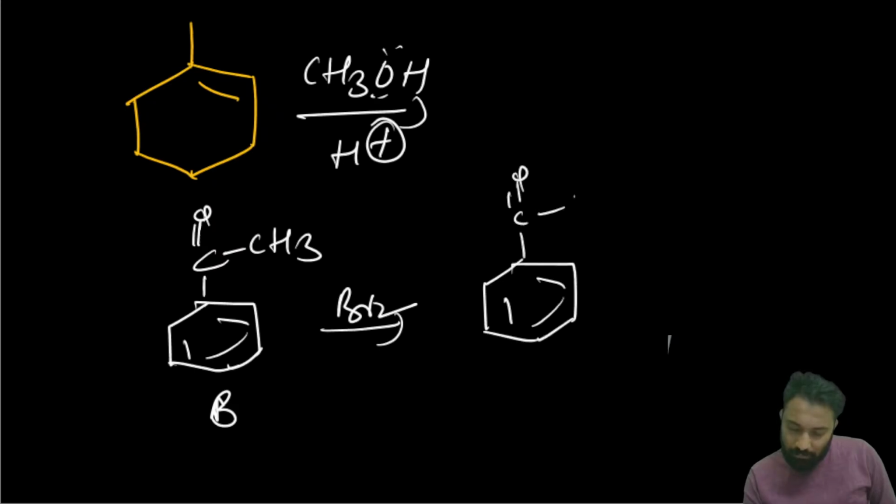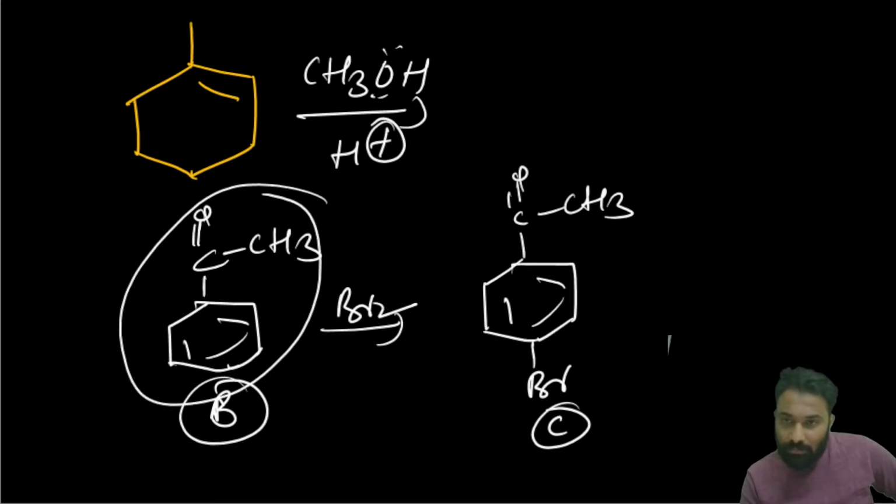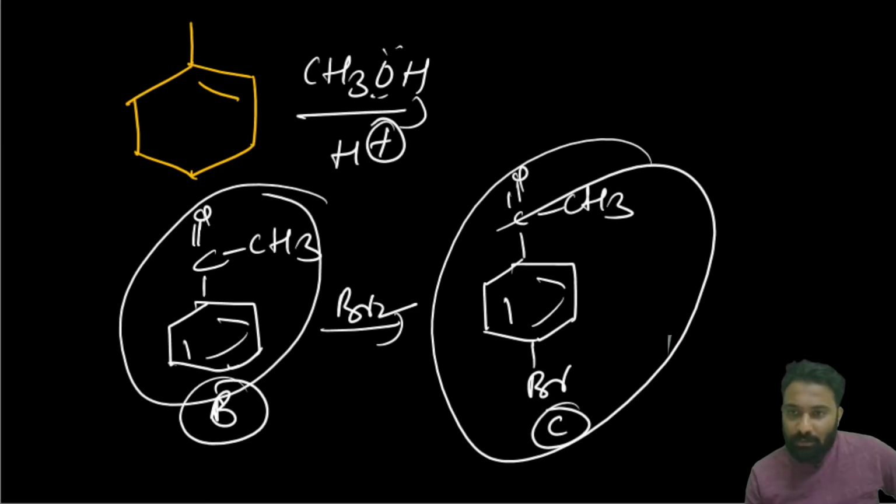No, this is the C. This is B and C. Ketone, sir. How come the ketone it will come? Yes, this is the acetophenone. This is acetophenone. Now the product, this is the C.